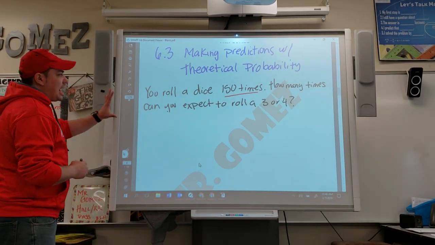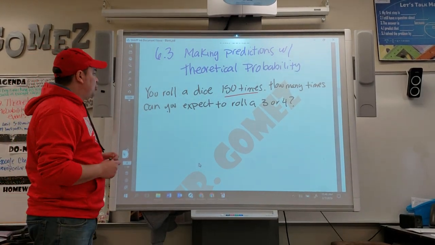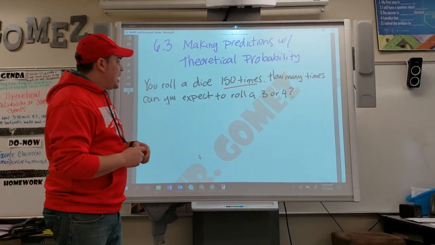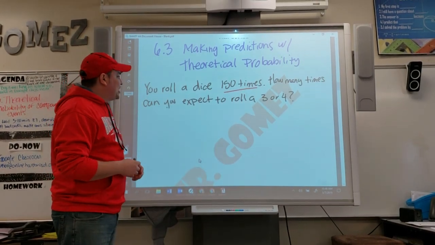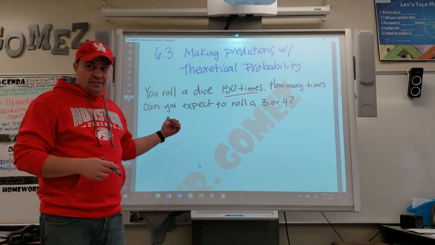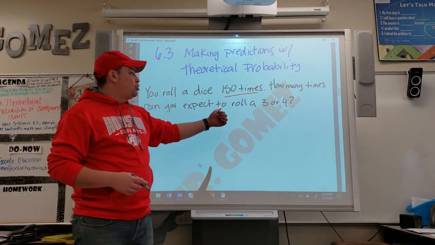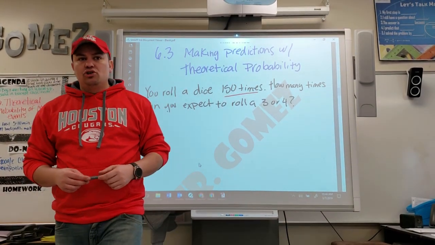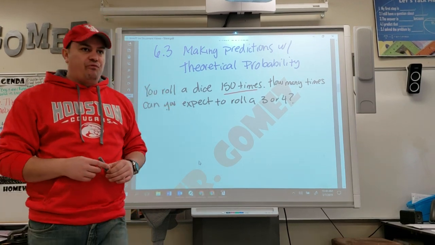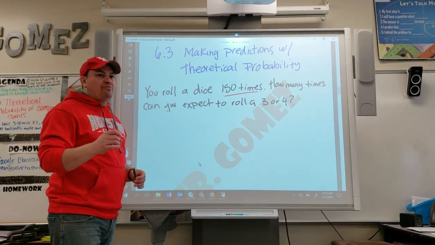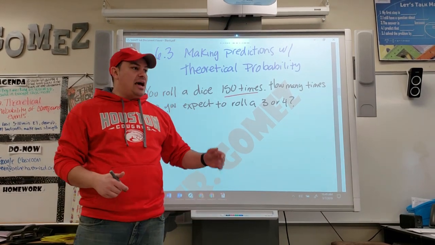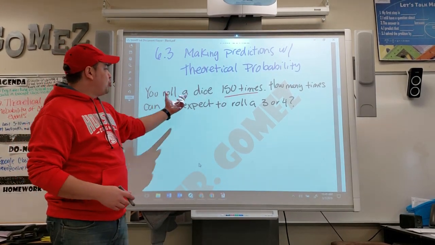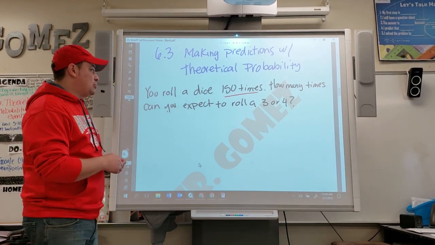So, I have one example right here. It says, you roll a dice 150 times. How many times can you expect, and not necessarily gonna happen, to roll a 3 or 4? To roll a 3 or 4. So first, we have to find the theoretical probability like we did before, and then we just have to predict what's gonna happen. And this is how we're gonna do it.